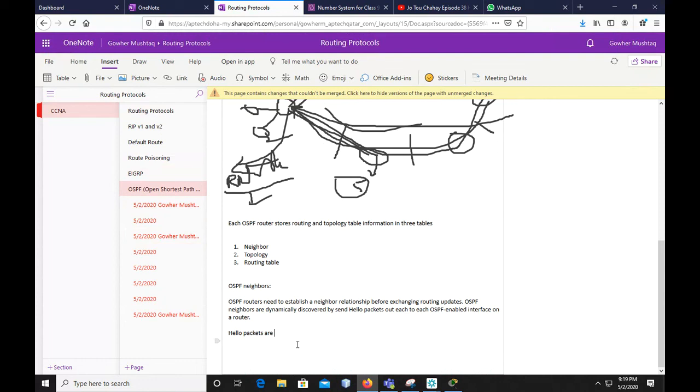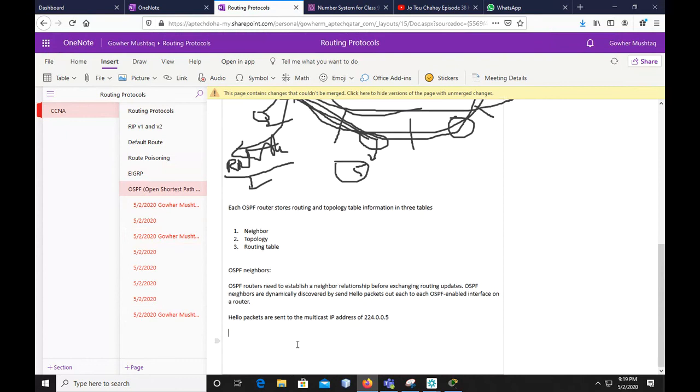Hello packets are sent to the multicast IP address 224.0.0.5. When you have to create a neighbor relationship with your neighboring router, the hello packets are sent using the multicast IP address in front of you, which is 224.0.0.5.